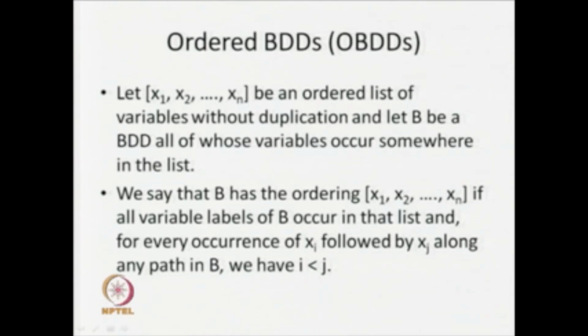That means if we follow this ordering, say x 1 to x n, then when we draw this BDD, x 1 must always come before x 2, and x 1 always comes earlier than x n. It should follow this particular ordering. When we follow this restriction, a variable will appear only once in any path. Since it appears only once, the multiplicity of valuation like x equal to 0 and x equal to 1, which we saw in the earlier example, will not occur. So in an ordered BDD, we follow a particular ordering of the variables.